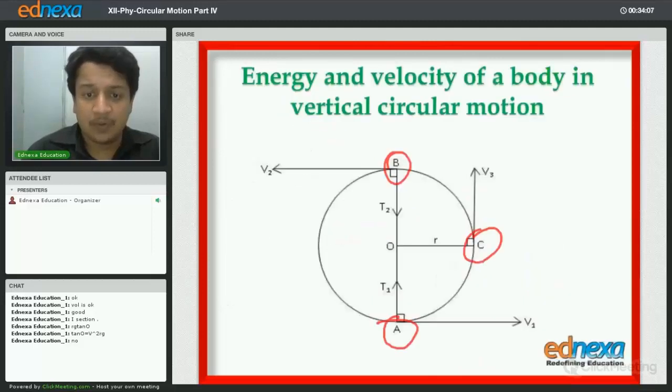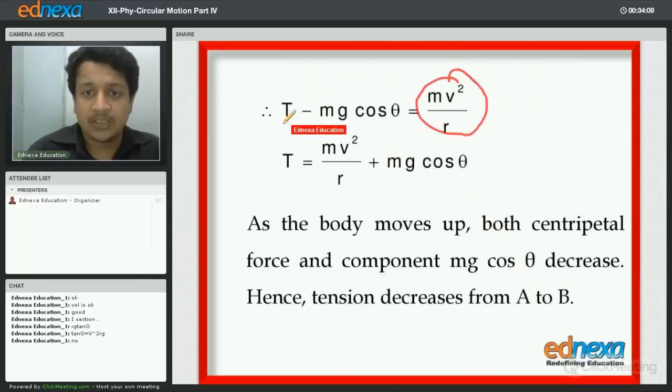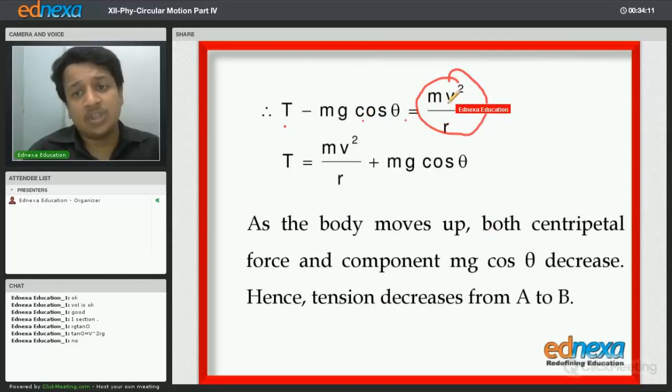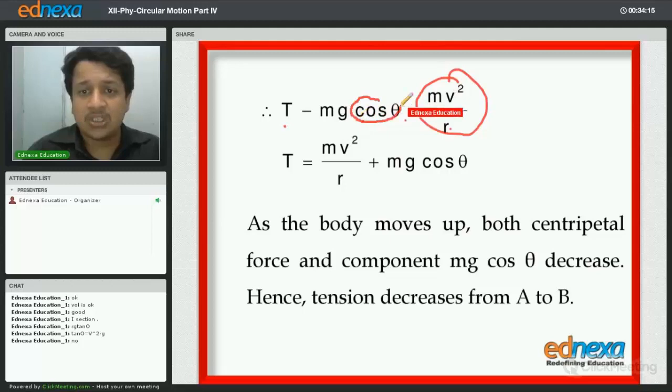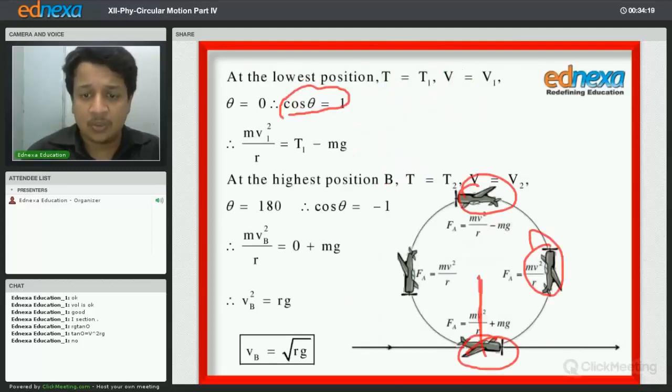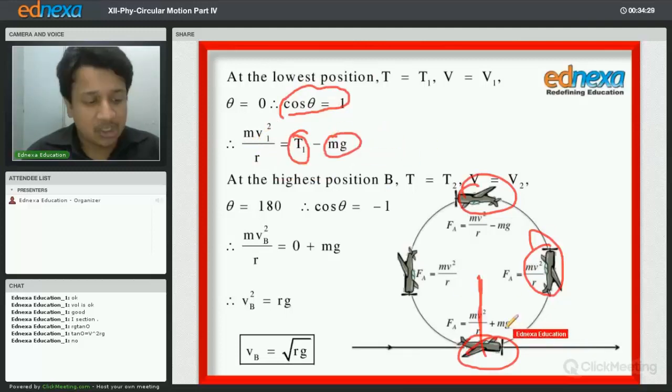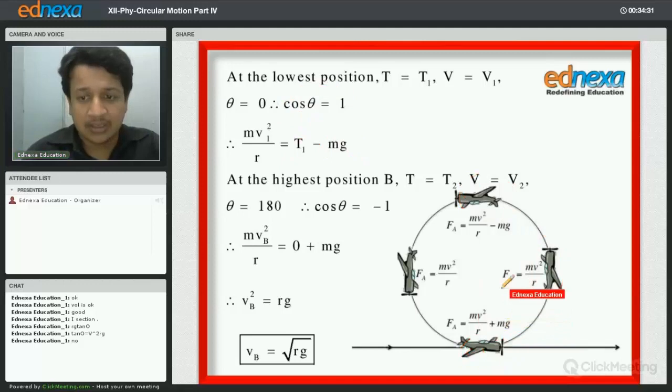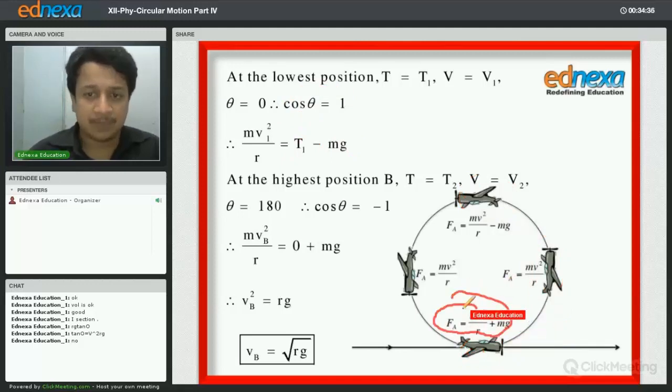What is the formula for centripetal force? See, this is the formula: T minus mg cos theta is equal to mv square upon r. So when cos 0 is 1, obviously the centripetal force is equal to mv square upon r. So what is the formula for tension then? Tension is equal to mv square upon r plus mg. So tension at the bottommost position is mv square upon r plus mg.